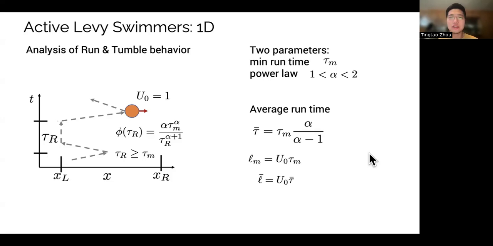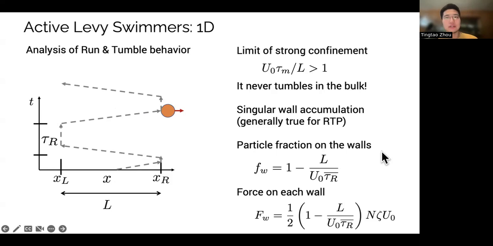Both of them parameterize the Pareto distribution. One is the minimum runtime, and the other, more important one, is the power law index. And let's first consider the limit of strong confinement.